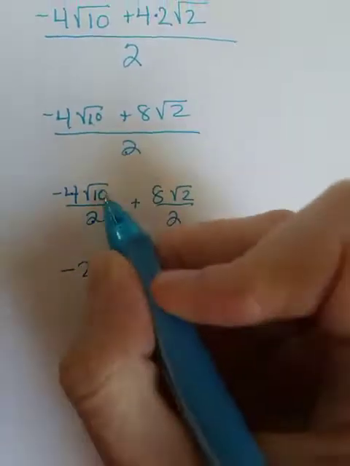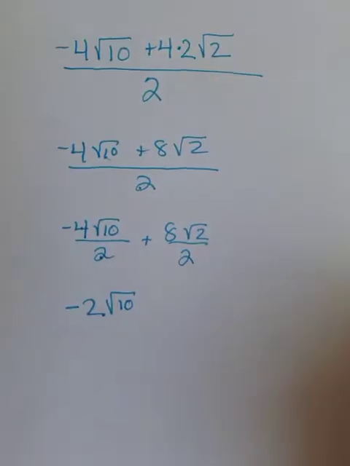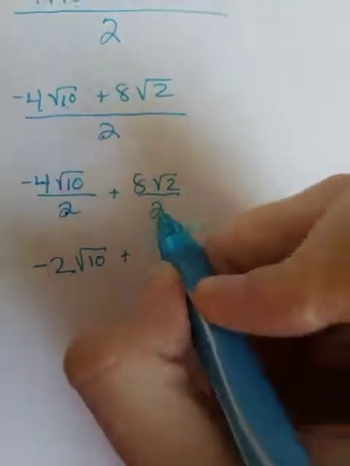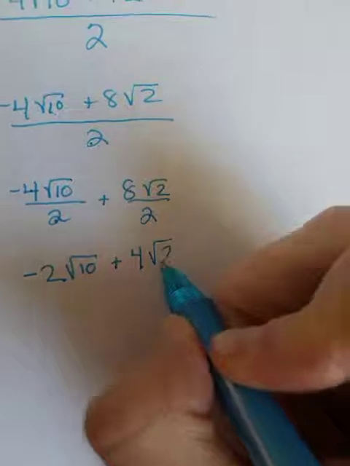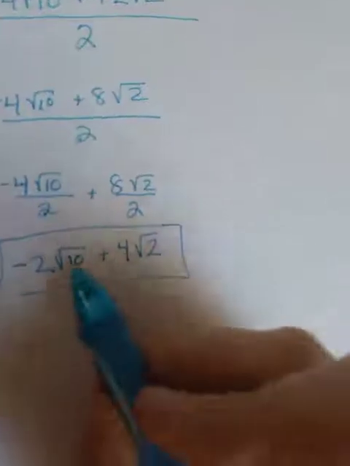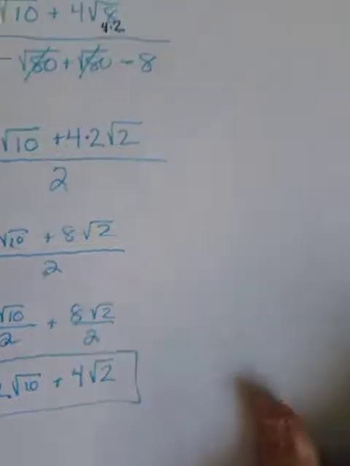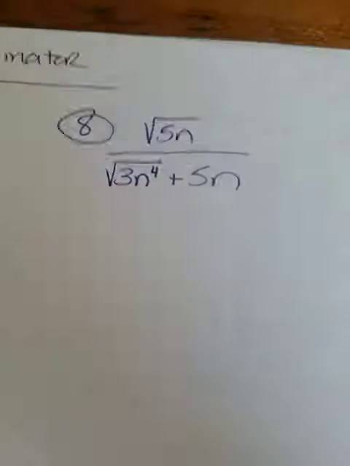root 10. So again, you cannot cross out anything with the root 10 or the root 2 because it does not have a square root attached to it. And then 8 divided by 2 is 4 root 2. We cannot add these together because your radicands don't match. 10 and 2 don't match. That's your answer.